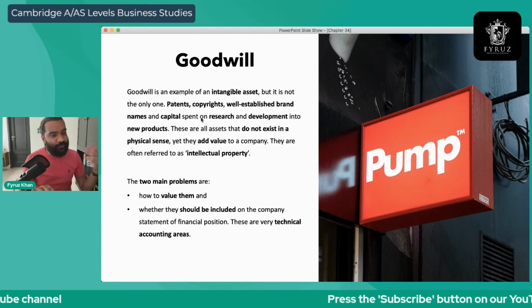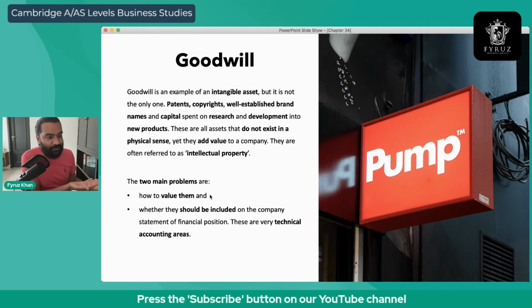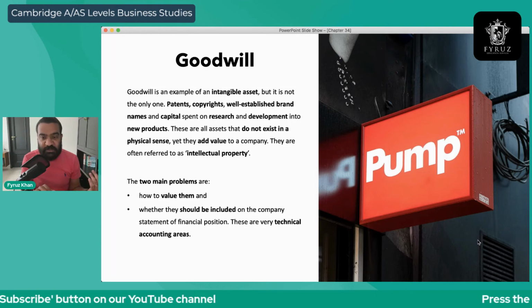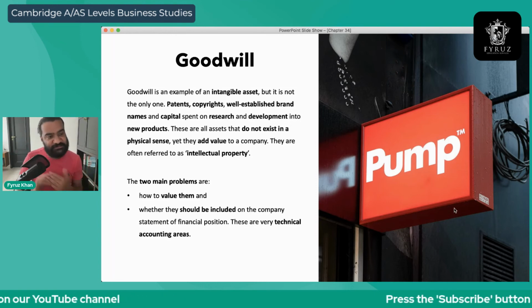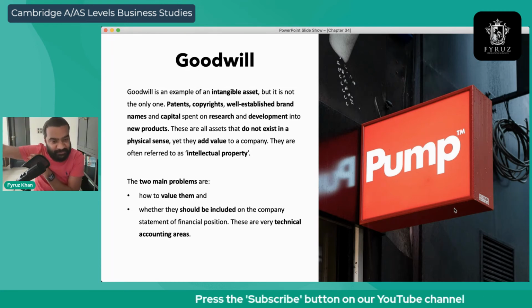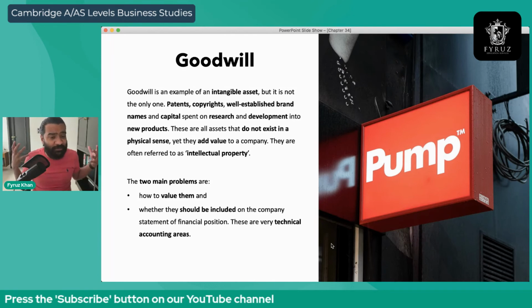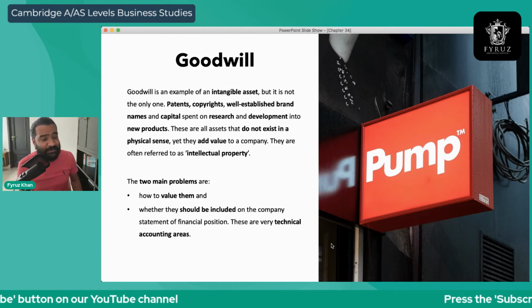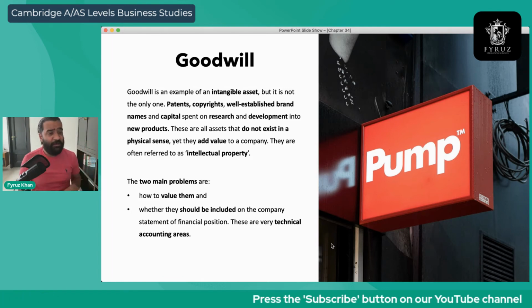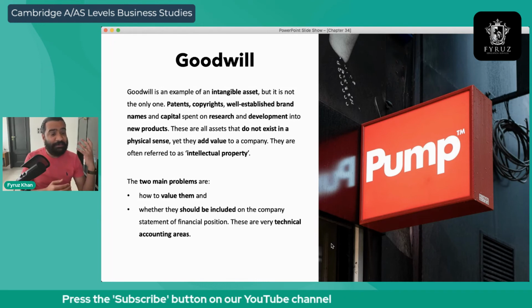Okay. The two main problems we have discussed about this: we don't know how to value them. Because let's say for this logo, you may agree to pay $1 million, and for me, it may be $5 million. There's no benchmark. There's no formula. There's no standard. Okay. And you don't know whether they should be included in the company's statement of financial position or not. These are very technical areas of accounting because they disappear very quickly. Okay. So keep that in mind.